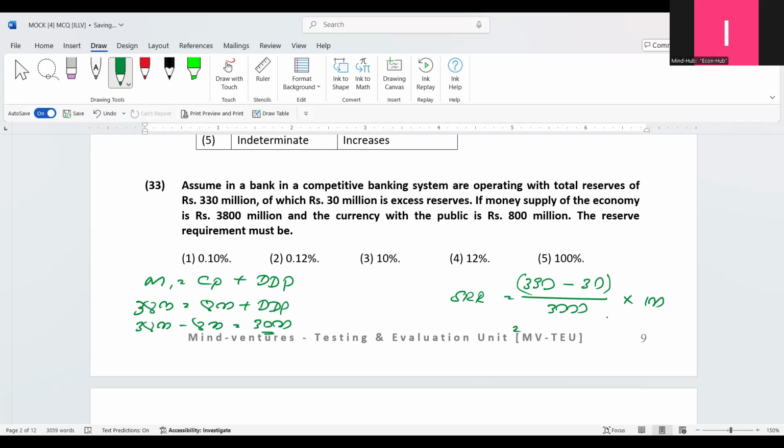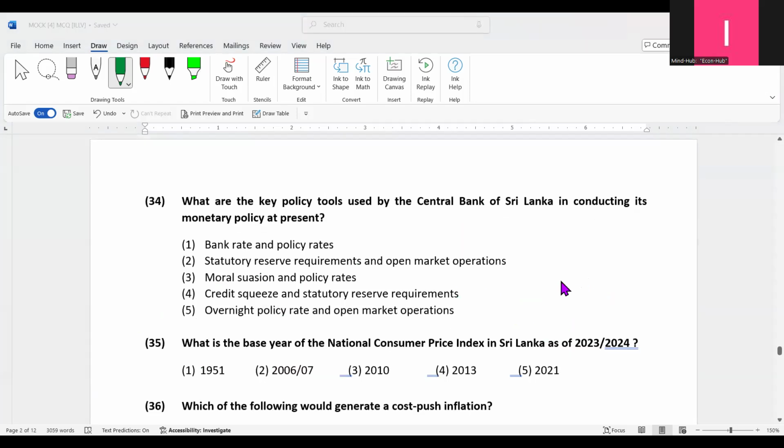330 minus 30 is 300. 300 divided by 3,000 into 100 is 10%. Number 3, 10%. Is that clear? So that's 33, answer number 3. Question? No. Okay. Then 34.